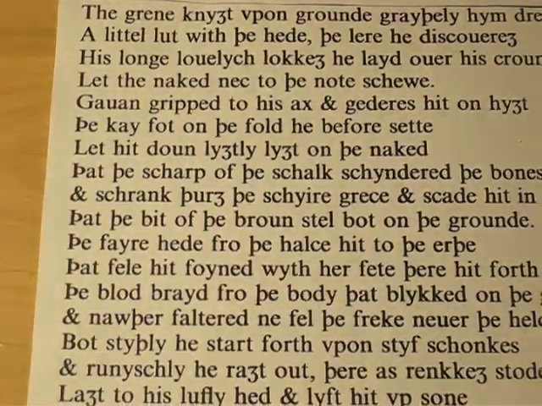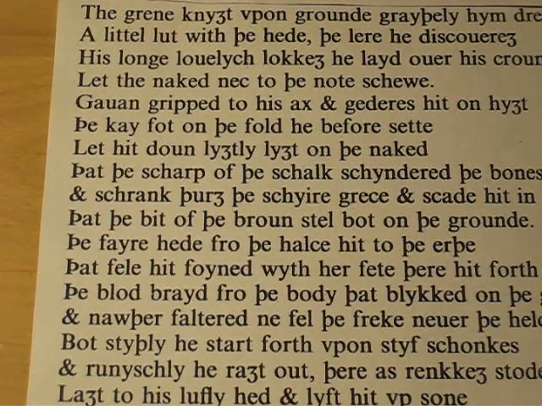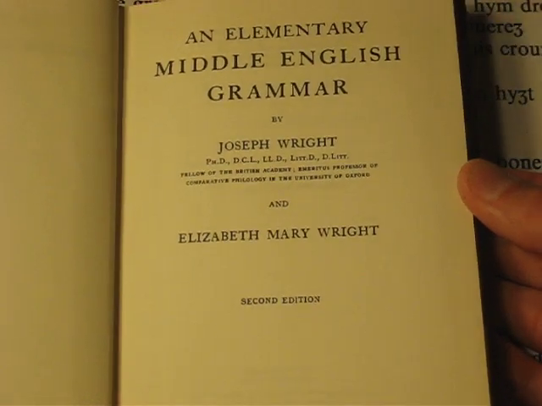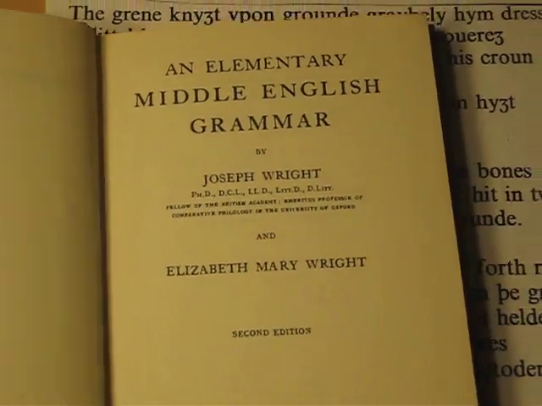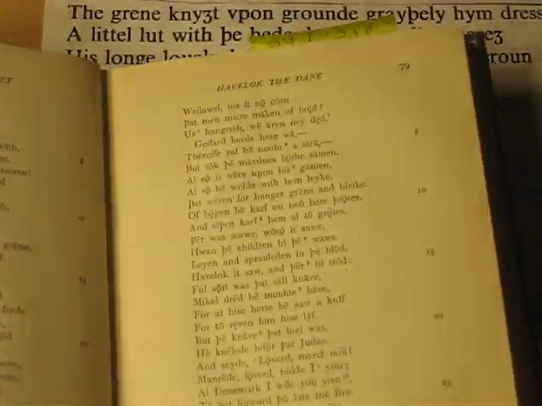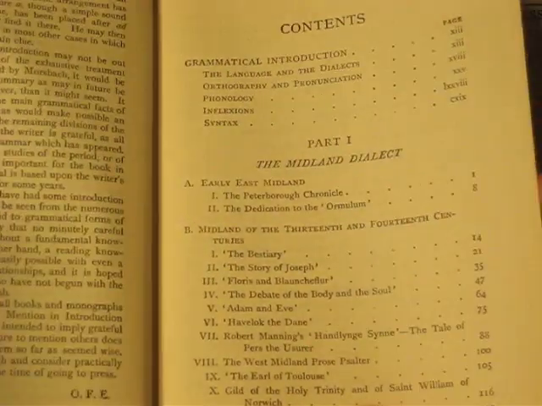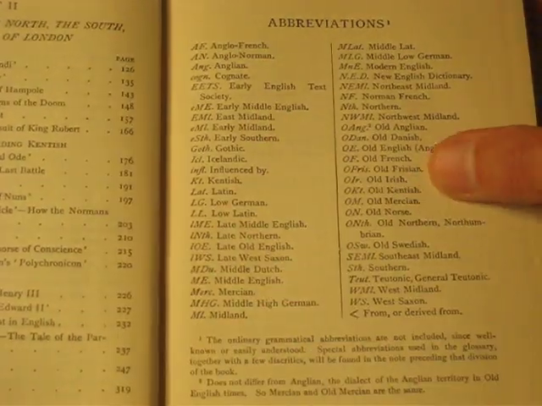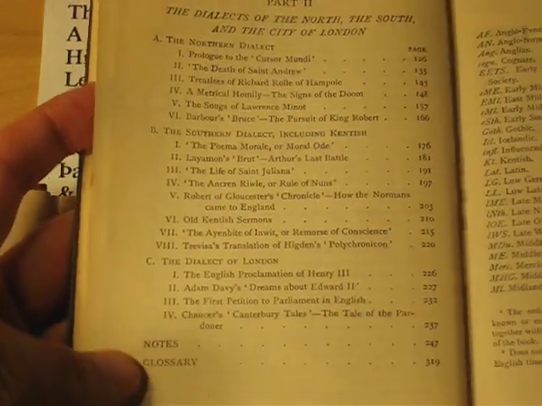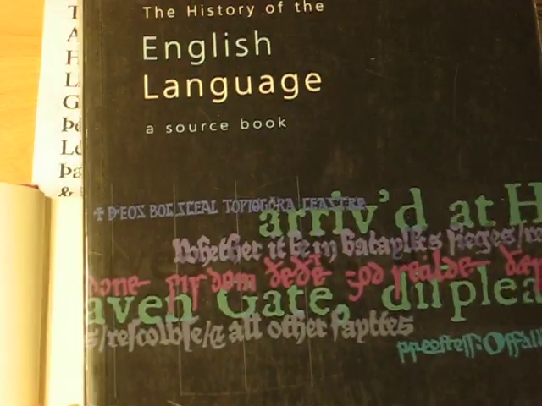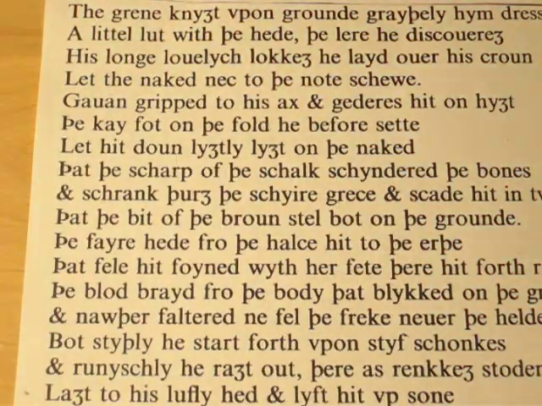You can also get, in the same older series that I showed you before, of which Wright is the author, from Oxford University Press, a specific Middle English grammar with the vowels still marked. There is this Early Middle English Reader by Emerson, and this has, again, all the Midland dialect, Northern dialect, Southern dialect, a good selection of text to read. And another good source book is this History of the English Language by David Burnley. So, Middle English, an introductory overview.